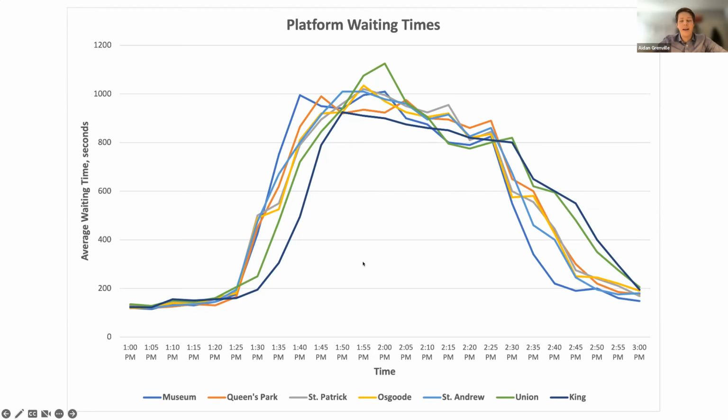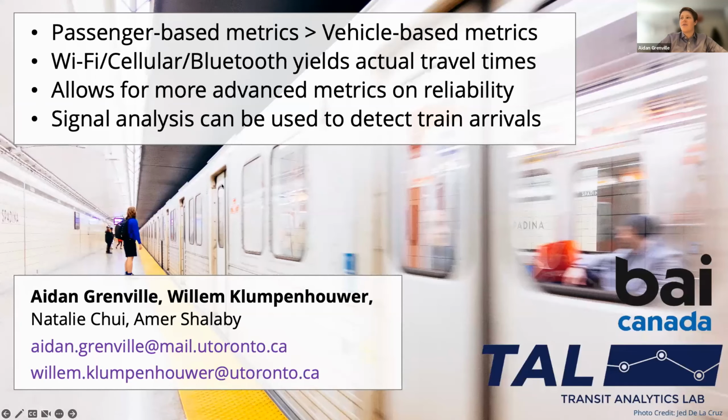So more to come on here. This is still very much ongoing work. Just to reiterate, I know we're almost out of time, but this has been an opportunity to really look at the passenger-based metrics rather than just relying on vehicles, getting actual travel times from Wi-Fi and cellular data, and really reimagining what analyzing reliability can look like.